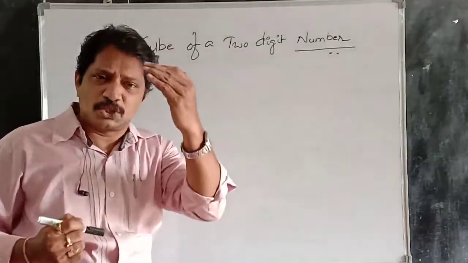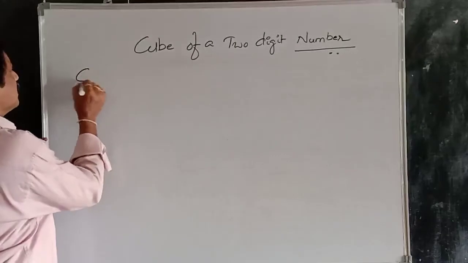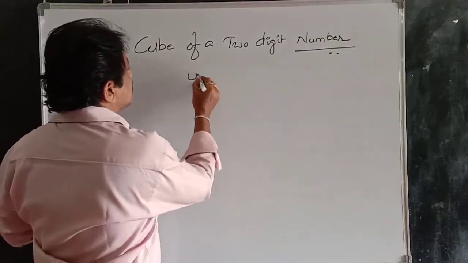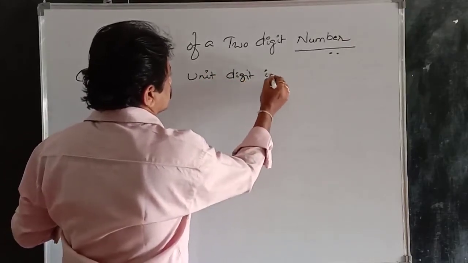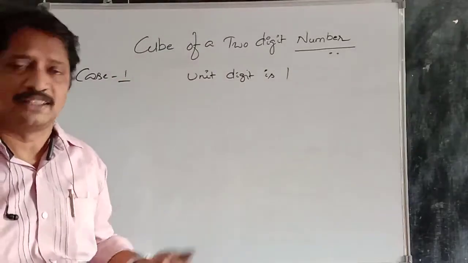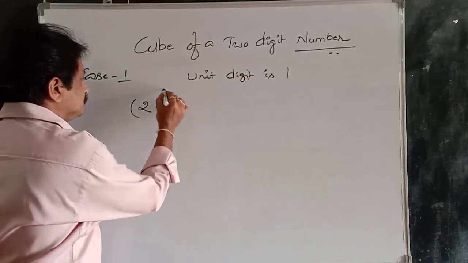Now check the case 1. The case 1, as you know, is that the unit digit is 1. That may be 21 or 31 or 41 or 51 up to 91. Okay, now I am taking 21 cube.